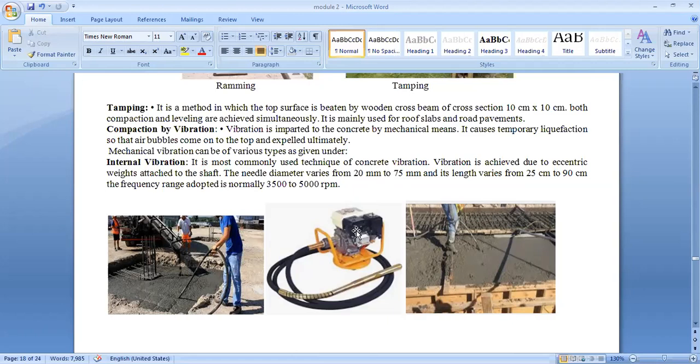This one is the machine. This will be the needle. Its diameter varies from 20 to 75 mm, and the length is from 25 to 90 centimeters. The frequency of vibrating this needle is usually adopted at 3500 to 5000 RPM. This will be the motor shaft. Here we are going to immerse this needle into concrete, means we are going to apply the vibrations. So due to these vibrations, the concrete gets compacted. This is the most commonly used method in our country.